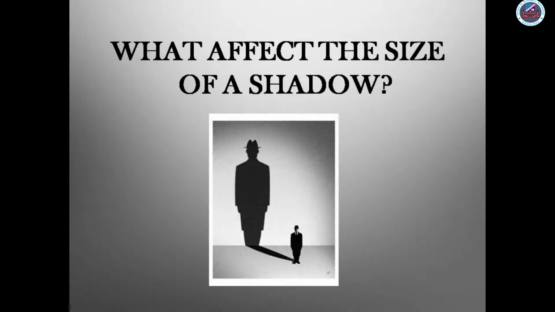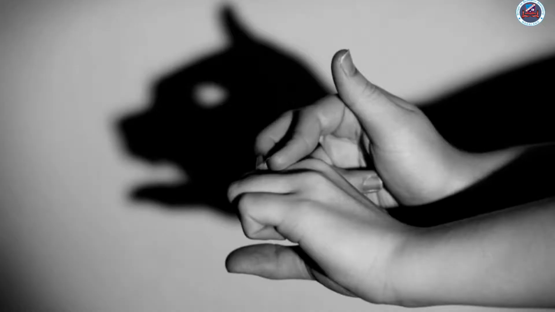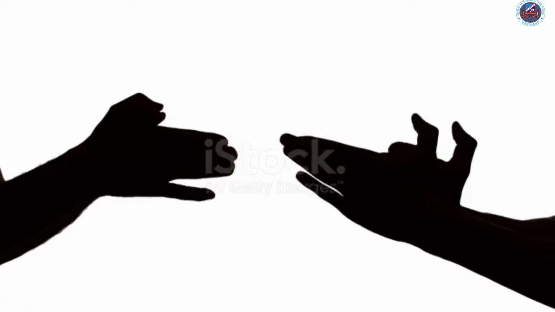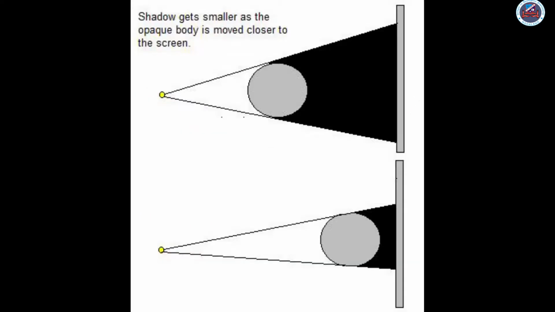What affects the size of a shadow? We have all made shadows of butterflies or other things on the wall using a torch. You must have noticed the size of the shadow changes when we move our hand front and back. So, we can say that the size of a shadow is affected by the position of the object. Here, our hands are the object.